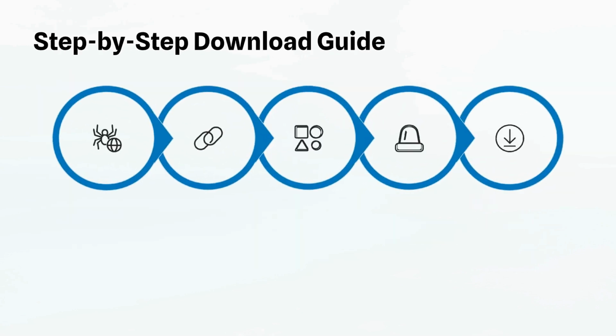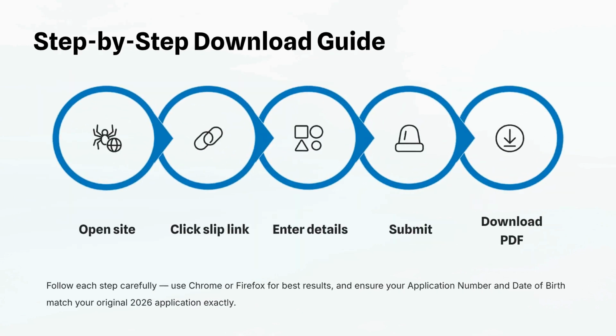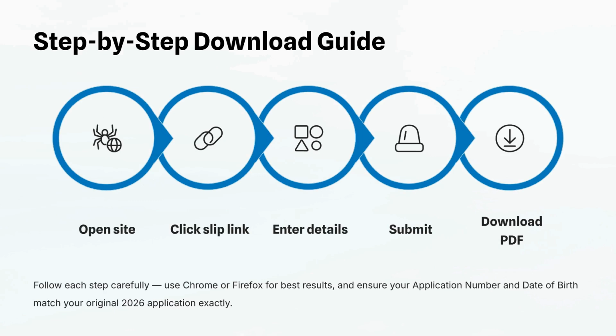Now let's understand the step-by-step process to download the slip. Visit the official website jeemain.nta.nic.in. Click on the link that says JEE Main 2026 Session 2 City Intimation Slip. Enter your 12-digit application number, enter your date of birth, and click on Submit. Once you submit the details, the City Intimation Slip PDF will appear on the screen, and you can download it easily. For the best experience, it is recommended to use Google Chrome or Mozilla Firefox.